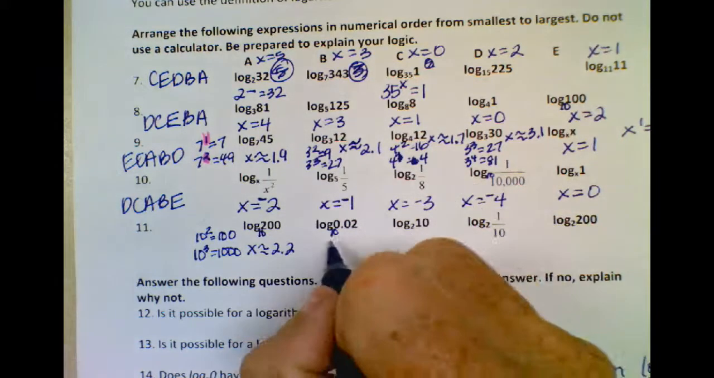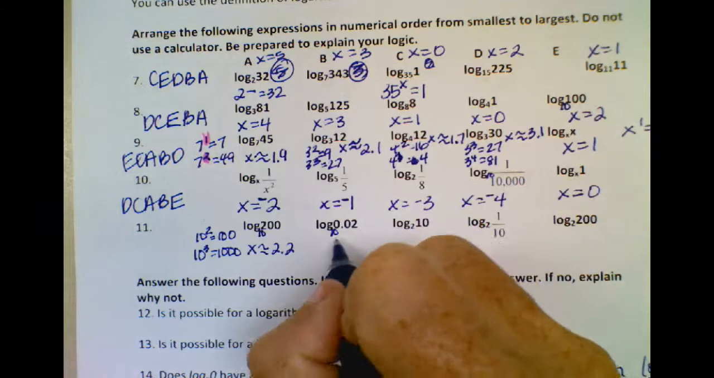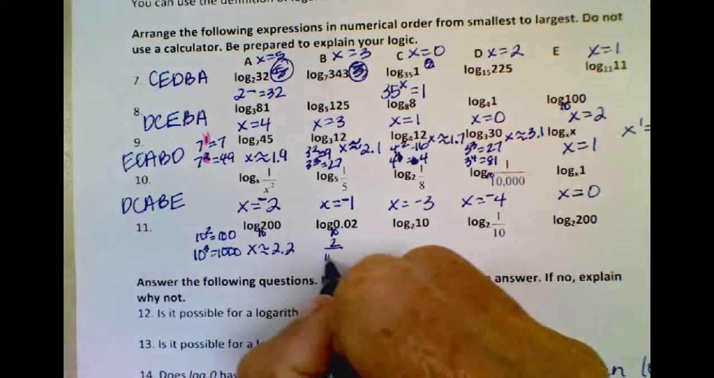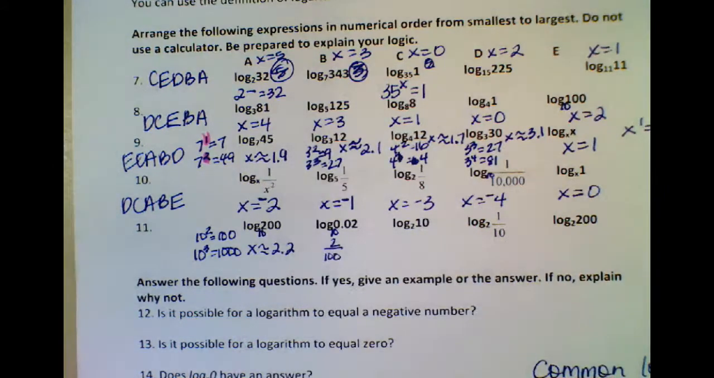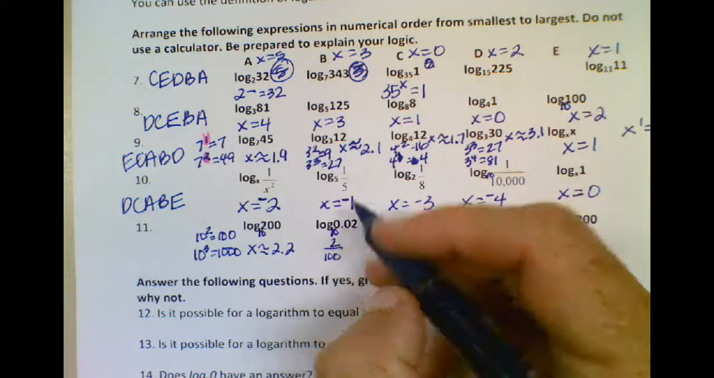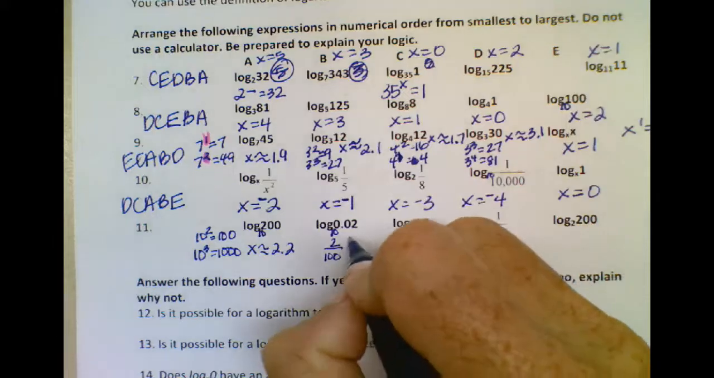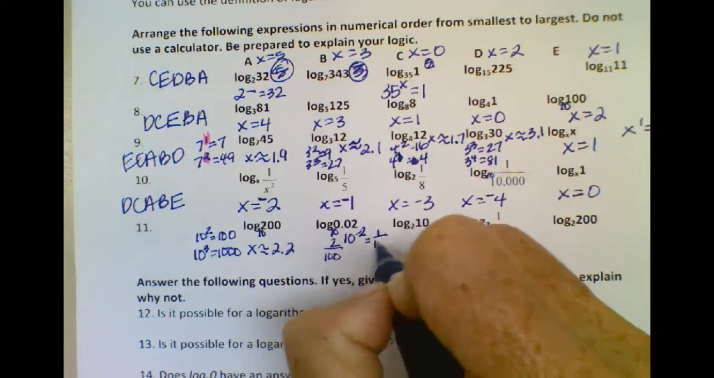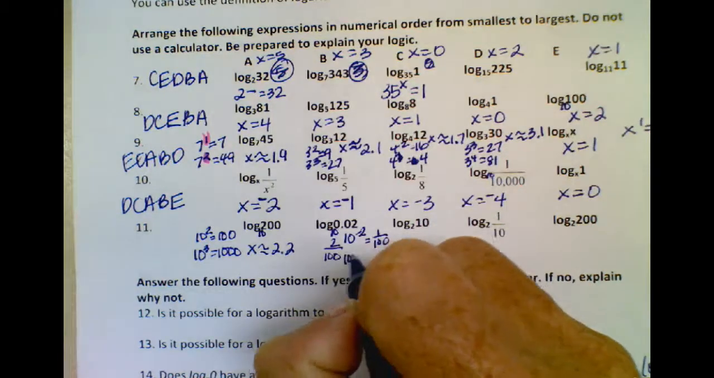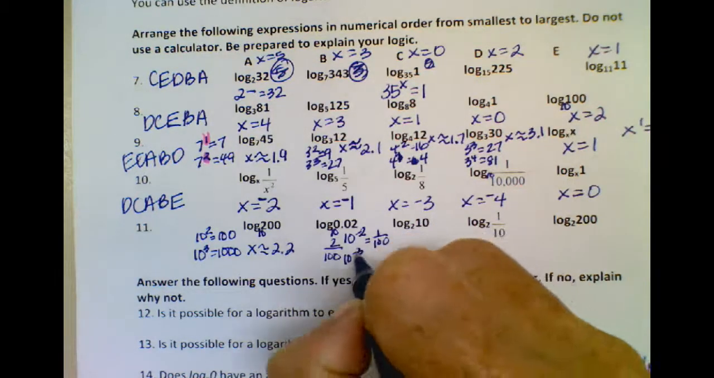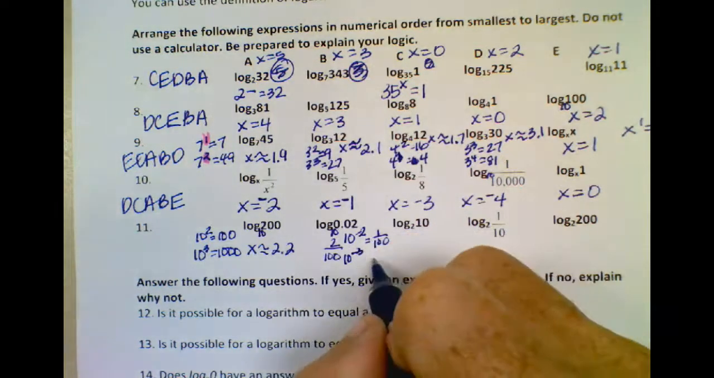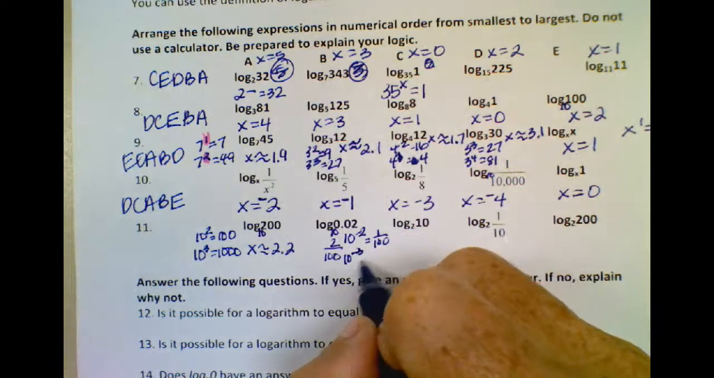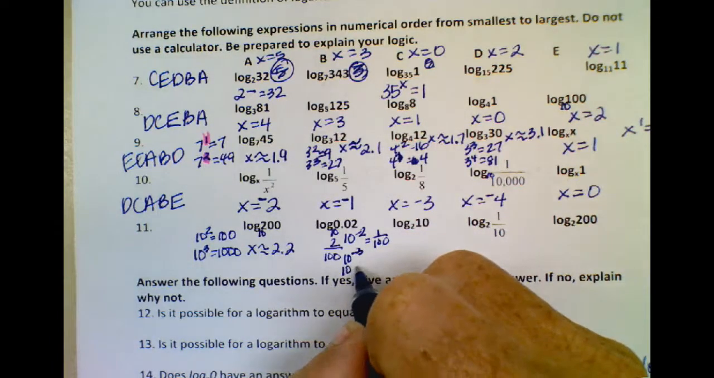Let's see. 10 to what power gives me 2 hundredths? Well, that's 2 hundredths, right? I know that 10 to the negative 2 will give me 1 hundredth. 10 to the negative 3 would give me 1 thousandth. That's kind of taking me in the wrong direction.